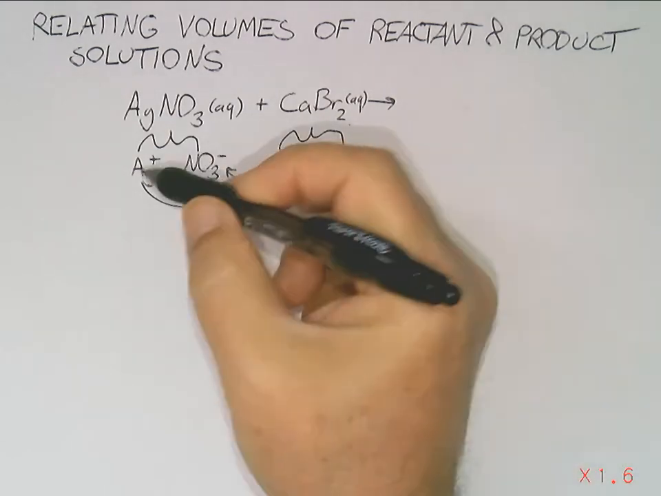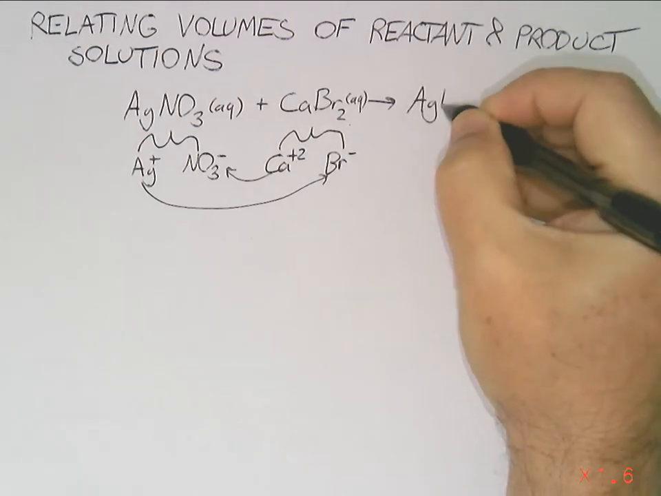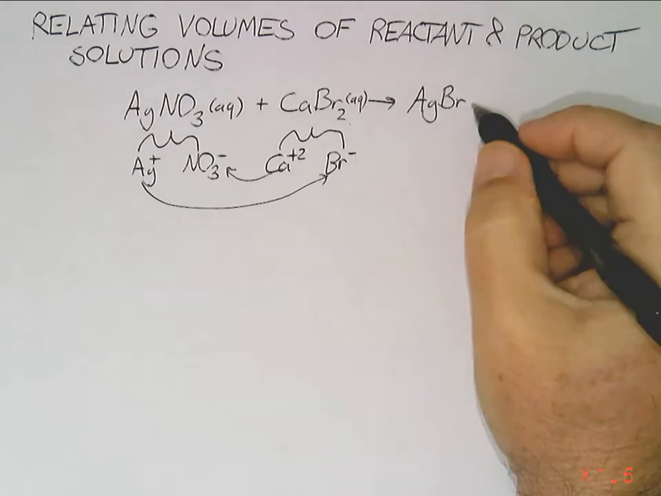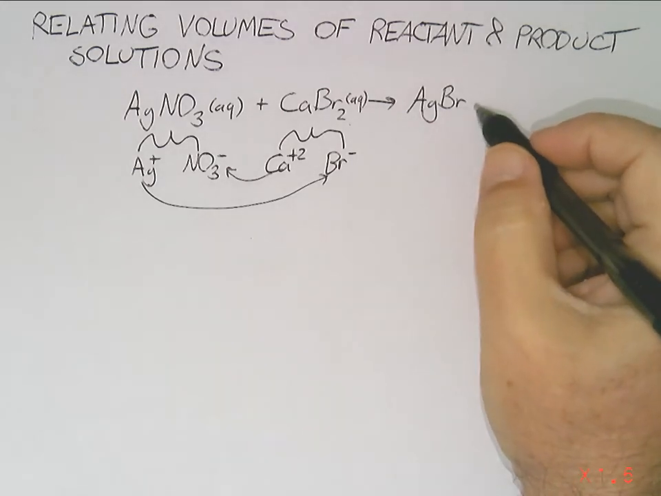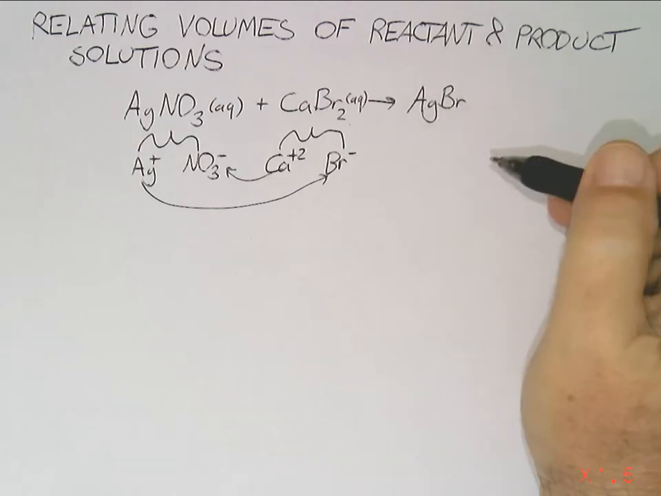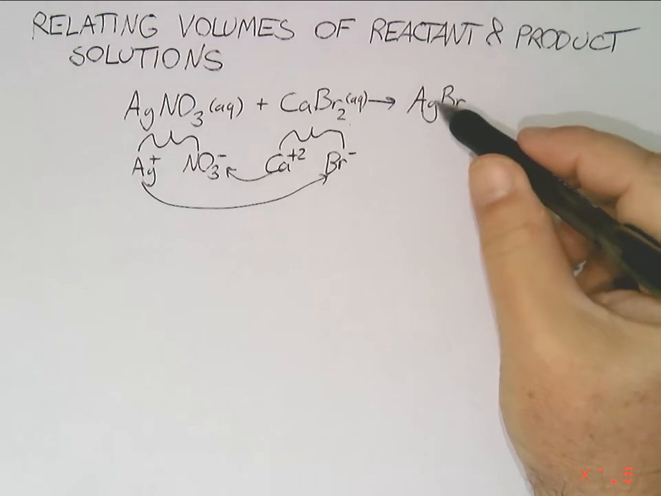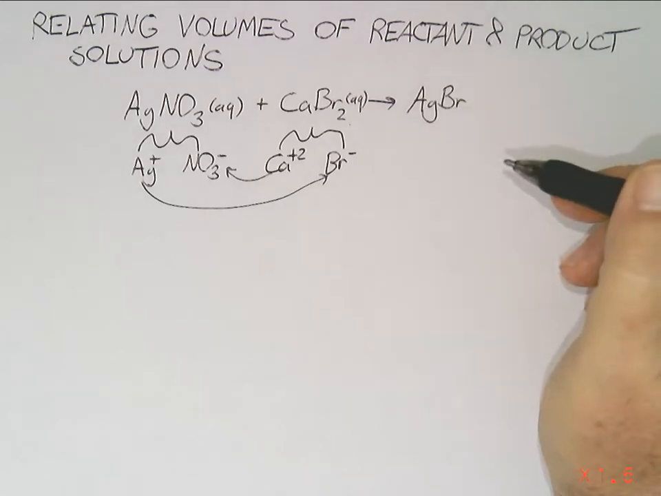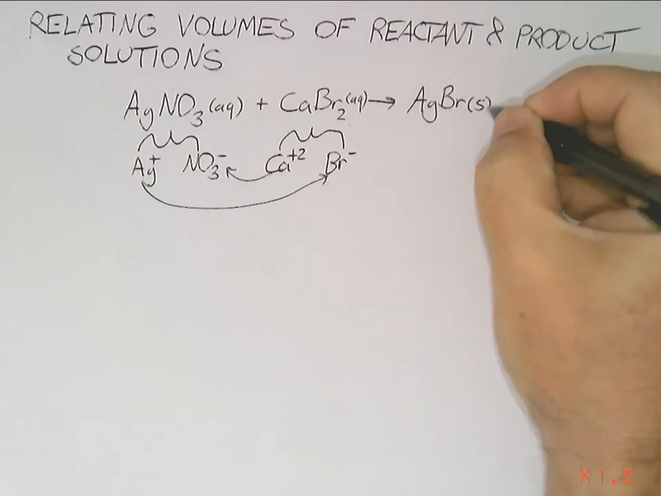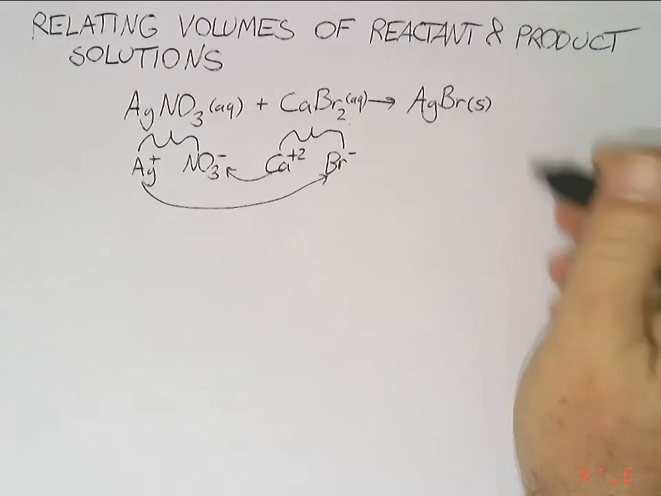So when I put silver and bromide together, they'll form AgBr. Now, I can't put an AQ after that. If I go and I look up the solubility guidelines for silver bromide, it says bromides are soluble unless they're in combination with silver, mercury, or lead, and they're silver. So what you form is a solid here. This is a precipitate. This is a solid product.